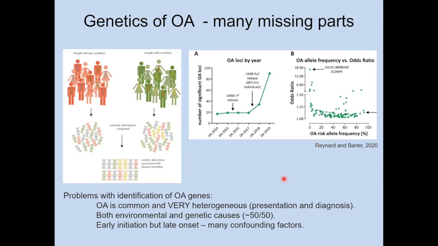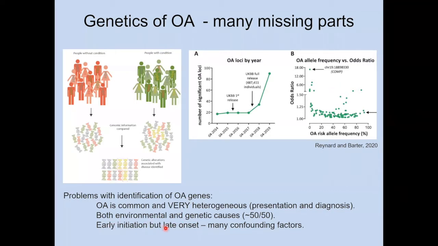Okay. And there are other problems with GWAS, and this has mainly to do with the OA phenotype itself. We know OA is very common, and it's also very heterogeneous, both in presentation and diagnosis. So, for example, there are many reasons why someone might get OA. It could be traumatic, it could be environmental, it could be genetic, et cetera. So those factors have really confounded this analysis.